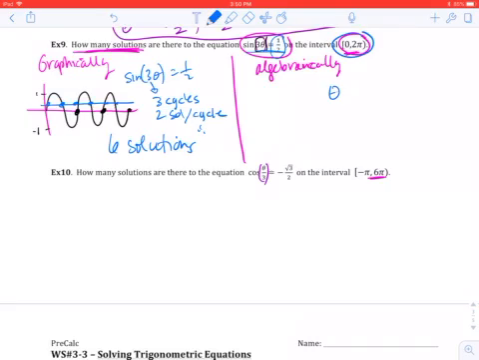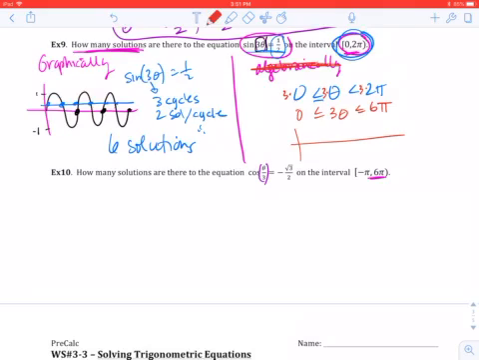The other way you could do it is you could say, okay, typically we take this domain restriction. We say theta is between 0 and 2 pi. Now what are we doing to theta? We're multiplying it by 3. So we have to multiply each section by 3. So now 3 theta is between 0 and 6 pi. If you do this, I'm not sure that it's less confusing this way, but it's not really algebraic, not really proper words. It's just a different method of showing how many solutions you have.